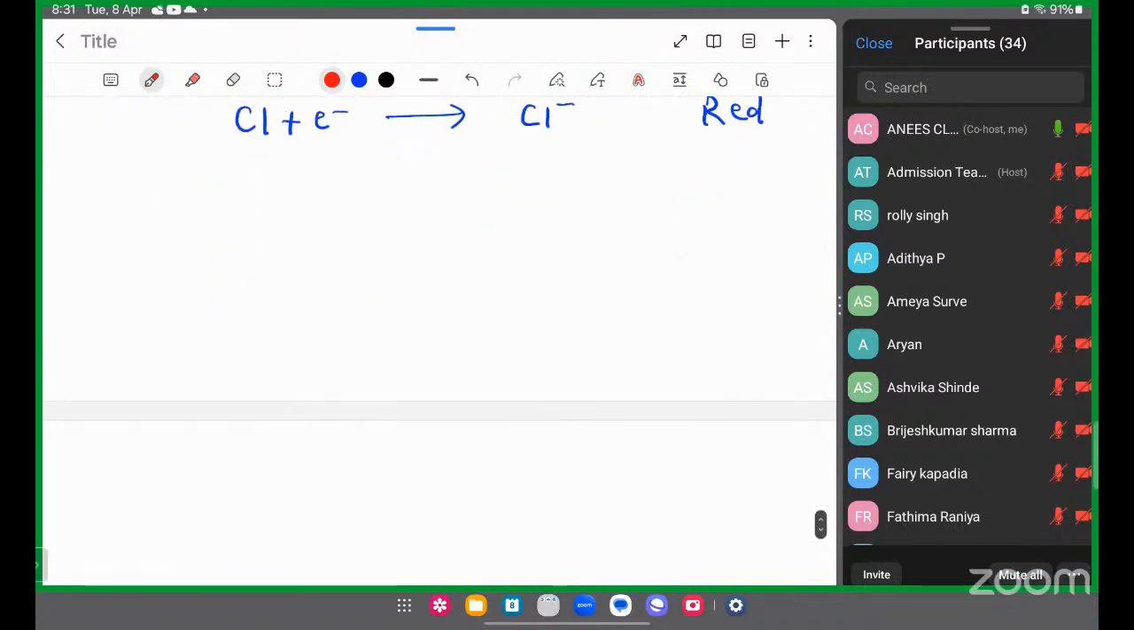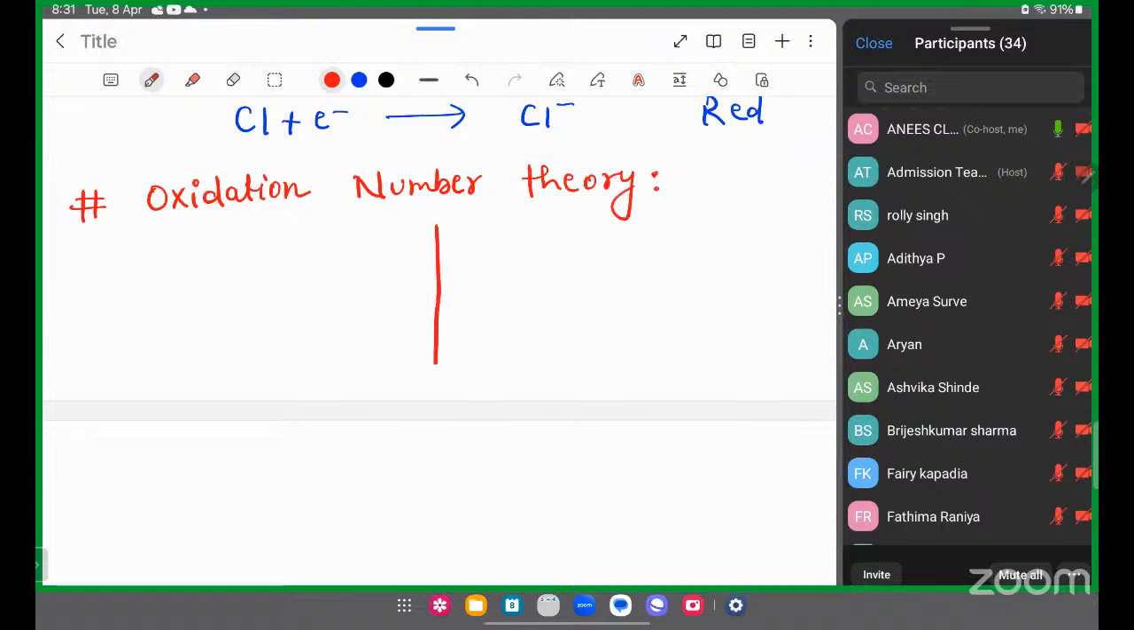And the third and most important theory is the oxidation number theory. This is the most precise theory. It simply states that if oxidation number is increasing, then it will be oxidation. And if oxidation number is decreasing, then it will be reduction.